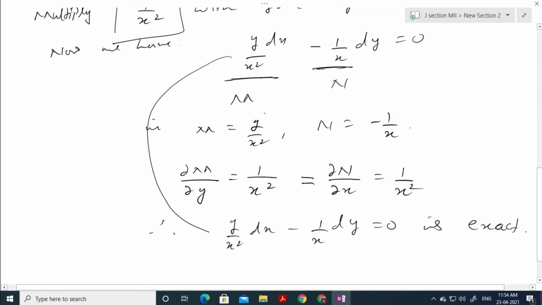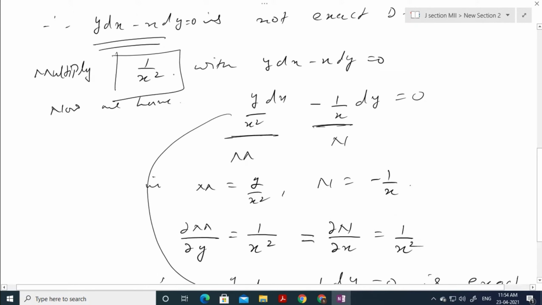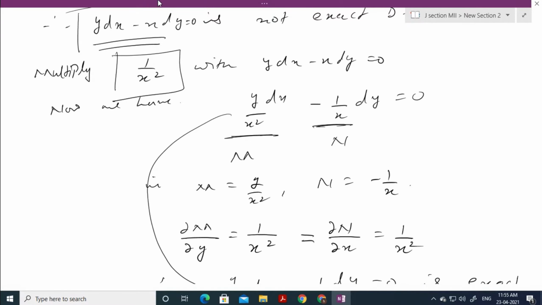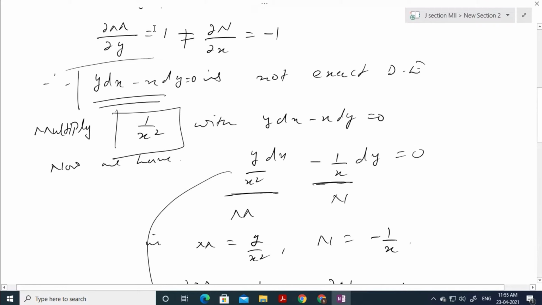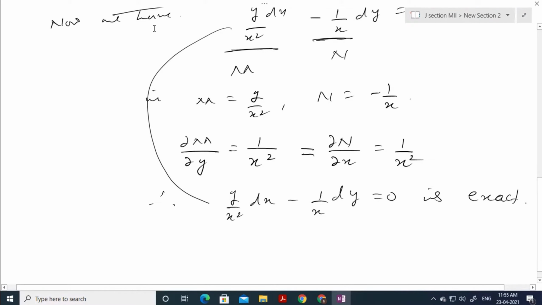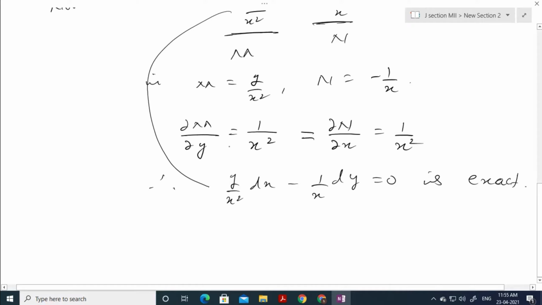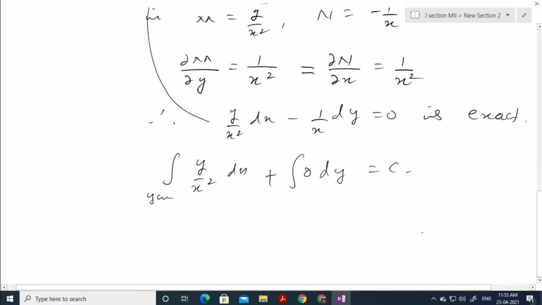So what function have I multiplied here? 1 by x square. On multiplying 1 by x square with this given problem which was not exact, it has become exact, as you can see. And now the solution will be given by the same thing: integral of M, the new one, y by x square dx with y constant, plus those terms of N which are independent of x. There is no such term, so dy is equal to c. And you will get the solution.